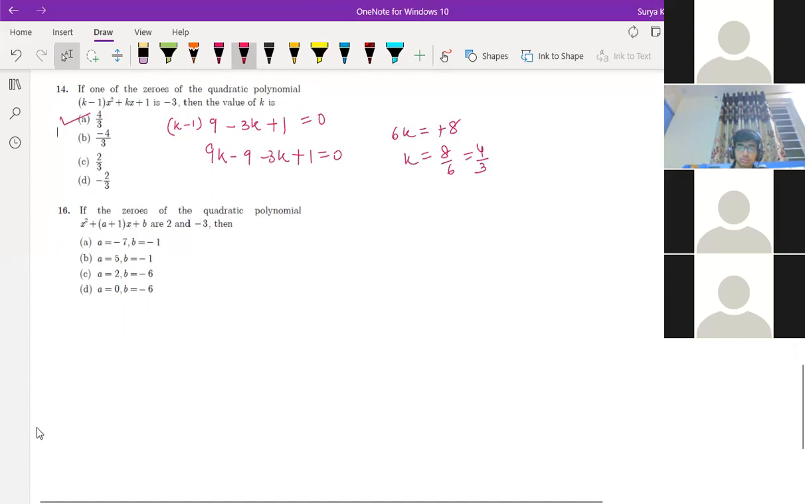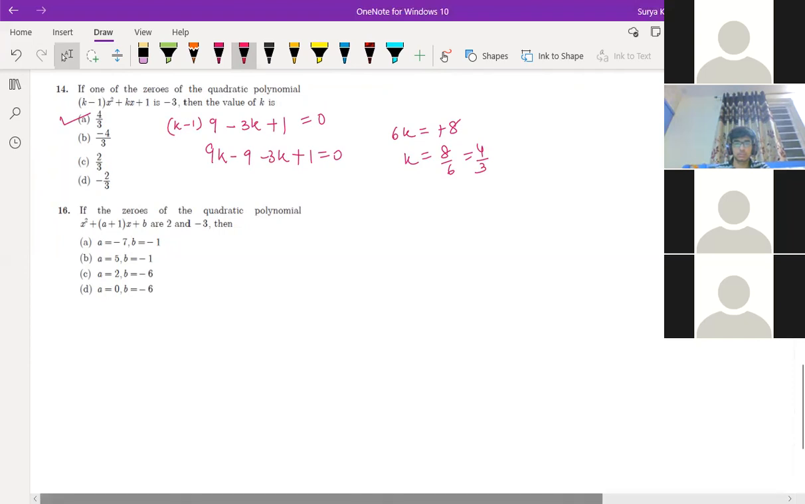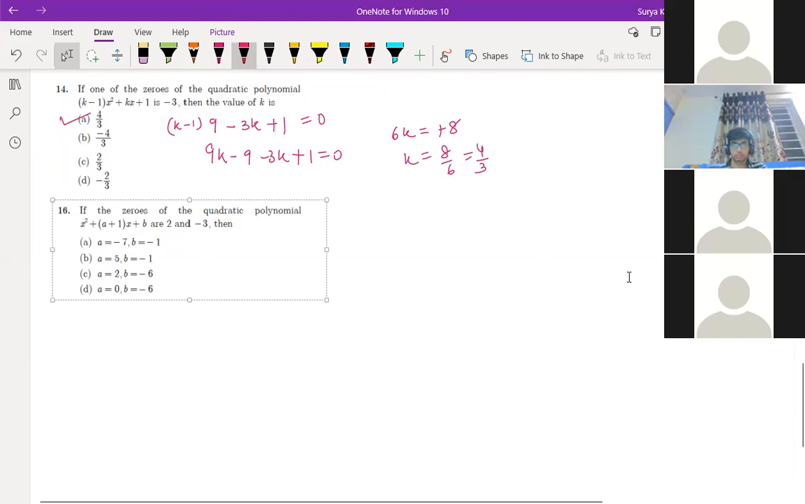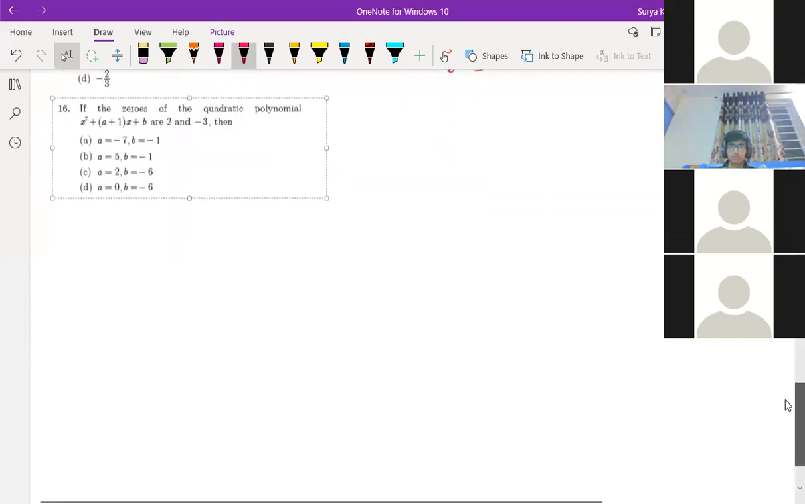Next, if the zeros of the quadratic polynomial are 2 and minus 3, then what is the value of a and b? Can you find this? This is easy, no? The 16th one is very, very easy. Who can find this? Tell me the answer.